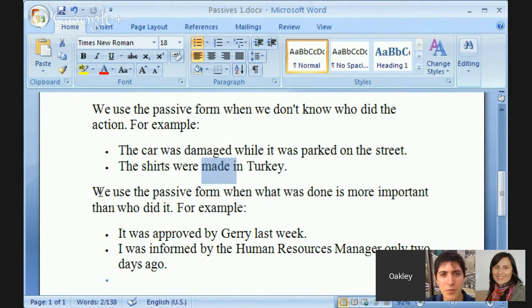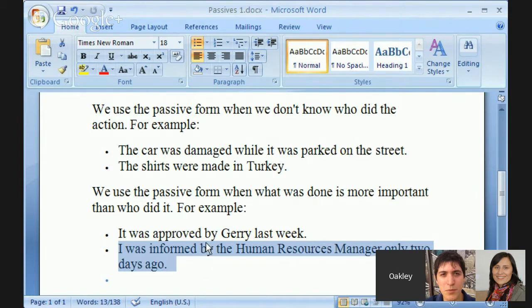Also, another reason we use passive, when what was done is more important than who did it. All right, it's not very important who did the action. It was approved by Jerry last week. The speaker believes the it, whatever that may be, the new marketing campaign, the project, whatever it is, was approved by Jerry. The more important information is that the project was approved. Okay, I was informed by the Human Resources Management only 2 days ago.